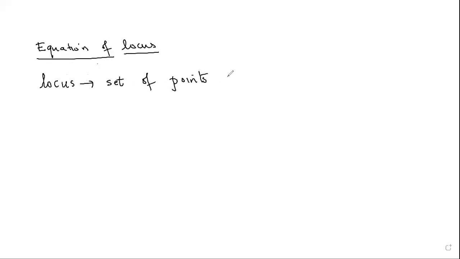But all collections of points are not locus. This set of points should satisfy a common condition. And what Arnav told me just now is an example of a locus. So a set of points is called locus, but those points should satisfy one common condition, then only we'll call it a locus. Otherwise, we would have called it a set of points only.